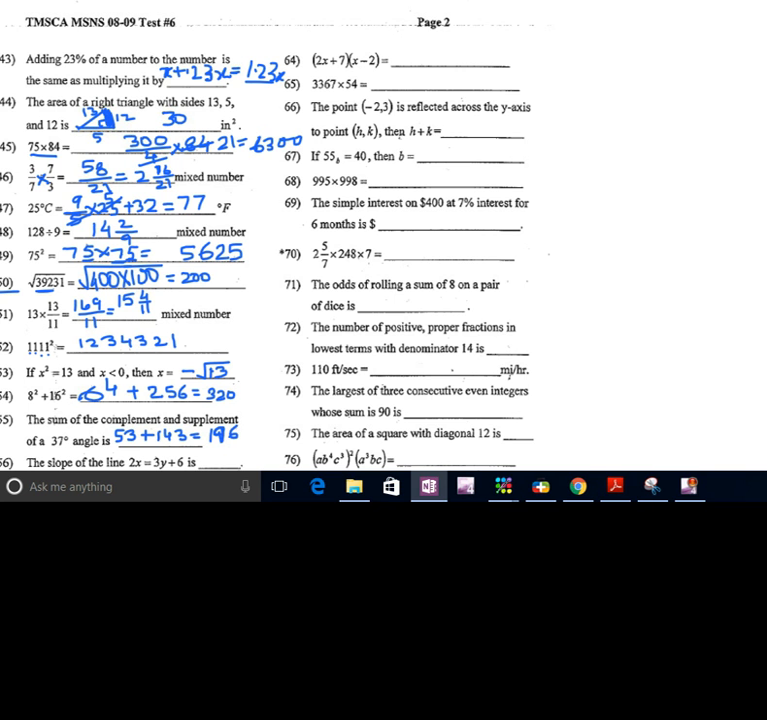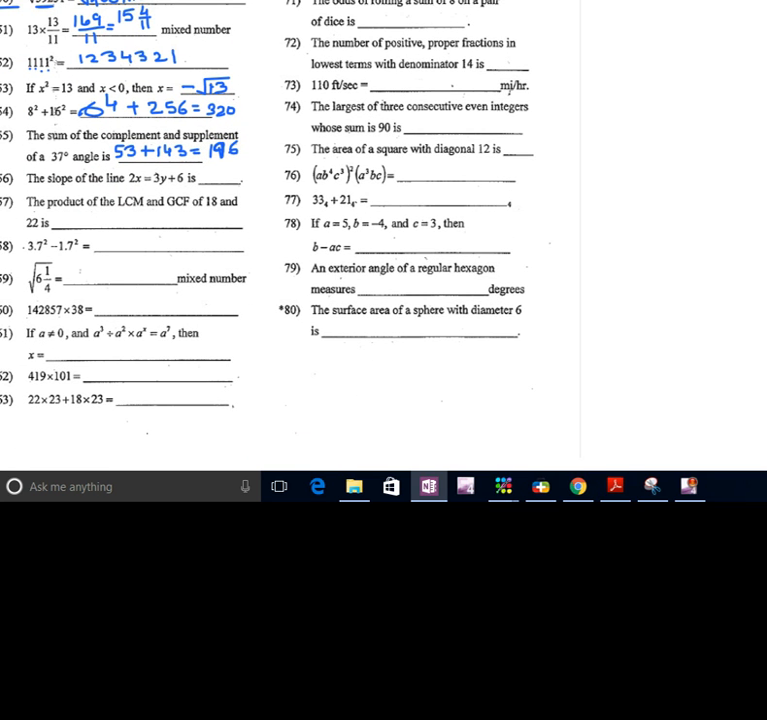So the next question is, the slope of the line 2x equal to 3y plus 6. So clearly this is not in standard form. The standard form of a line is y is equal to mx plus b. So one thing that I will do is I will divide the equation by 3. So this way I get y is equal to 2/3 of x, and then 6 divided by 3, which is 2, moves on the other side, that's minus 2.